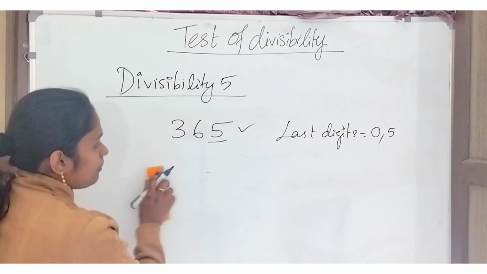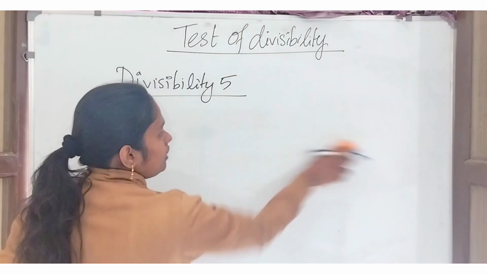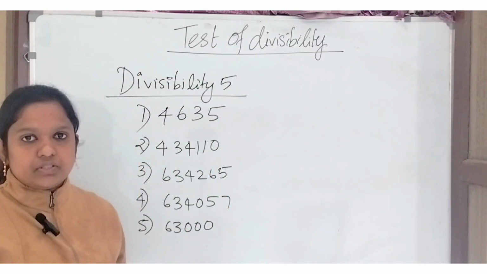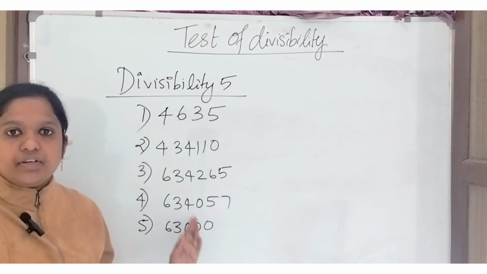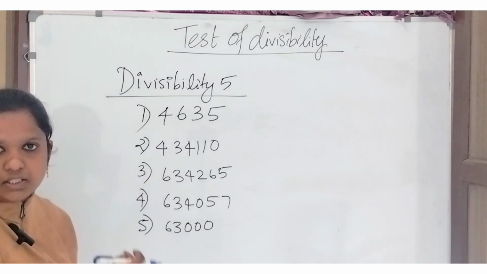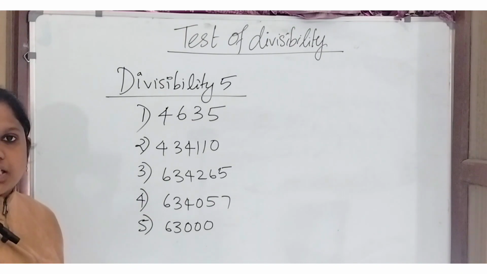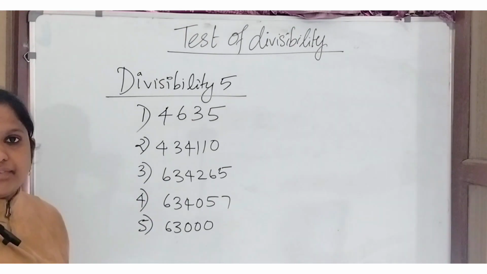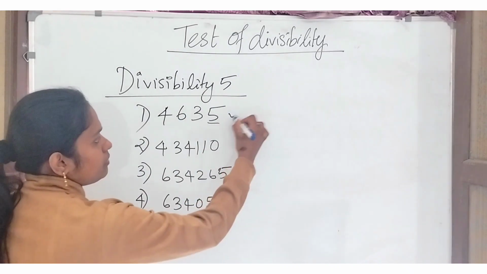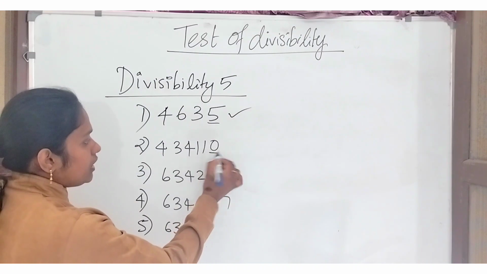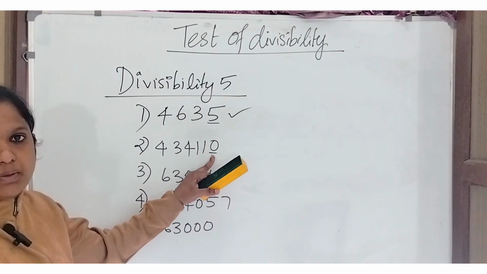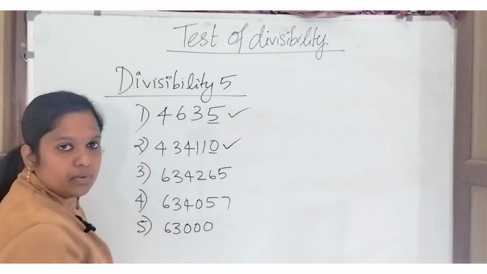Okay, then we can check some examples like we did in the divisibility of 2. There are 5 numbers, and we can check the divisibility by 5. This is a big number, so we cannot go through the division, which will take time. Within seconds, we can find out whether this is divisible by 5 or not. Check the last digit. The last digit is 5, so it is divisible by 5. Then the last digit here is 0. If it is 0 or 5, it's divisible by 5. So it is divisible by 5.